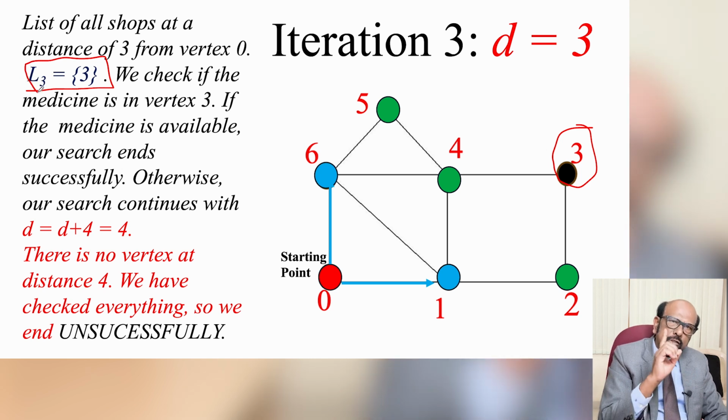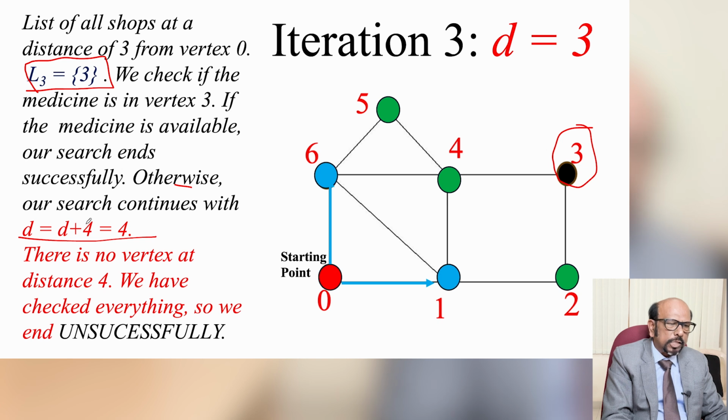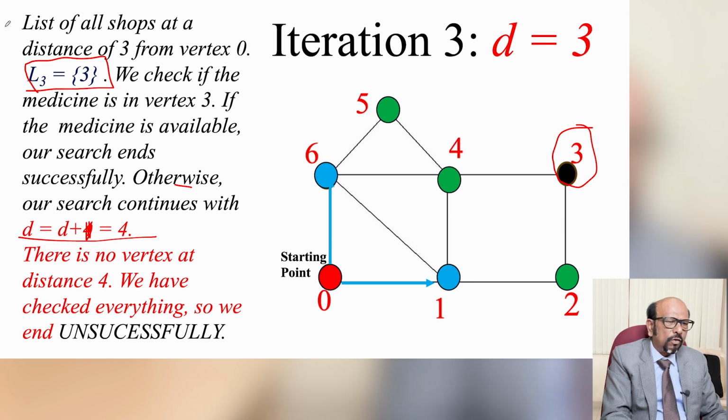We have to find out whether vertex 3 has the medicine. If it is available, then it is a success. Otherwise, we search with d equal to d plus 1, which is 4. Now, look at it. Is there any vertex at a distance of 4? No, beyond 3, there is no vertex. So, L4 is empty. There is no vertex at a distance of 4.